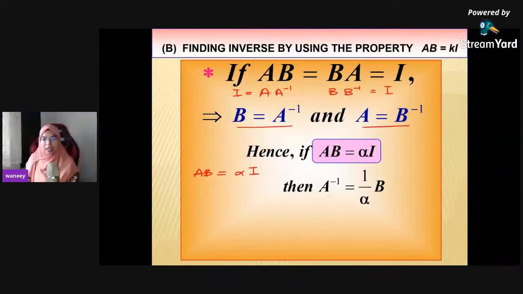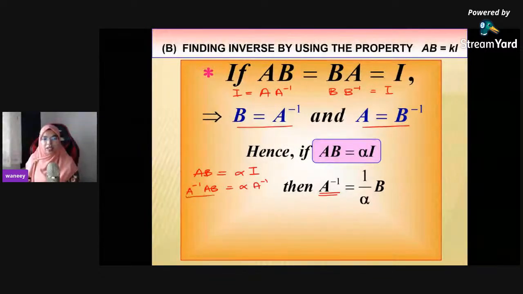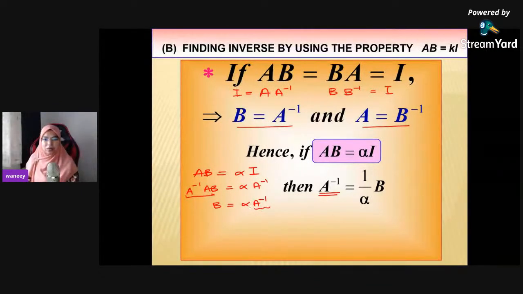Okay, so now AB equal to alpha I. I want to calculate A inverse. So let us multiply with A inverse. So A inverse AB equals alpha A inverse. A inverse times A is simply equal to I. So B is equal to alpha A inverse. If I want to find out what A inverse is, I need to get rid of the alpha. So we multiply with 1 over alpha on the left hand side and right hand side. That is how we get A inverse equal to 1 over alpha B.